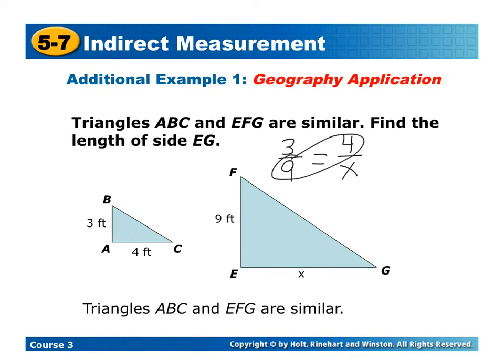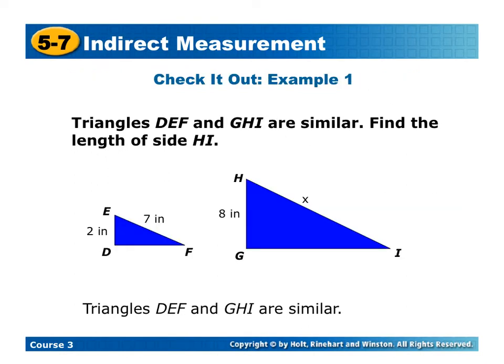So we can do our 9 times 4, which would be 36, and then divide that by 3, which is going to give us 12. So here, X is going to equal 12 feet. So now it's your turn to practice. Why don't you go ahead and pause the video and try this one out.